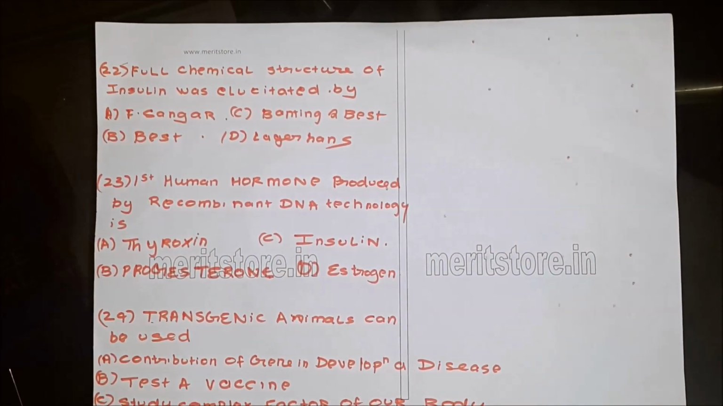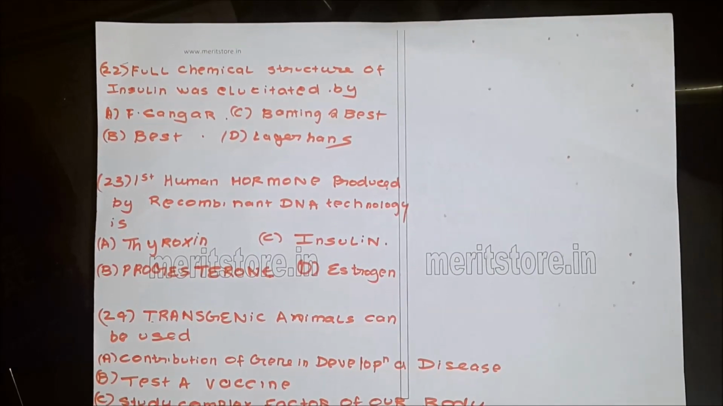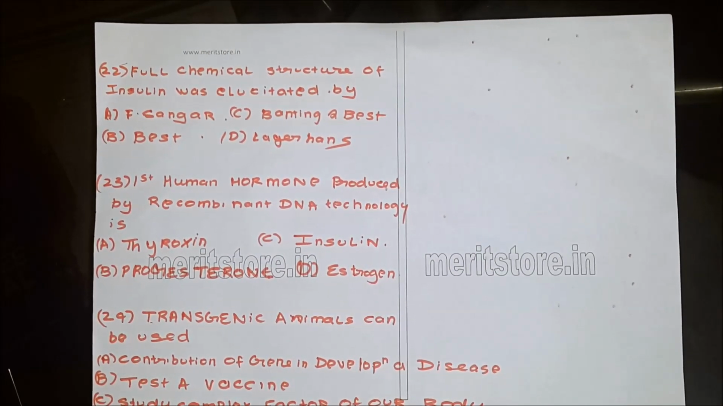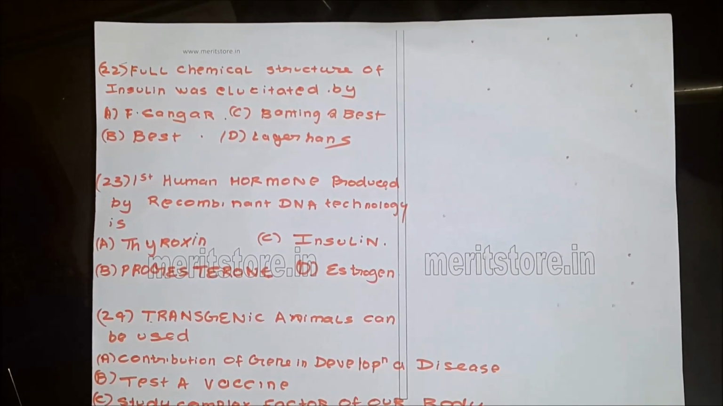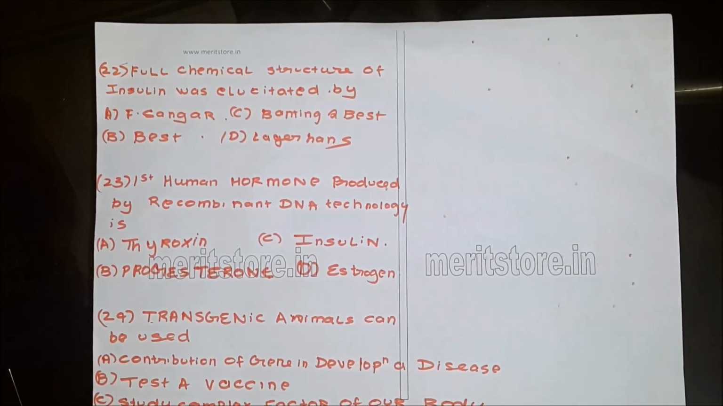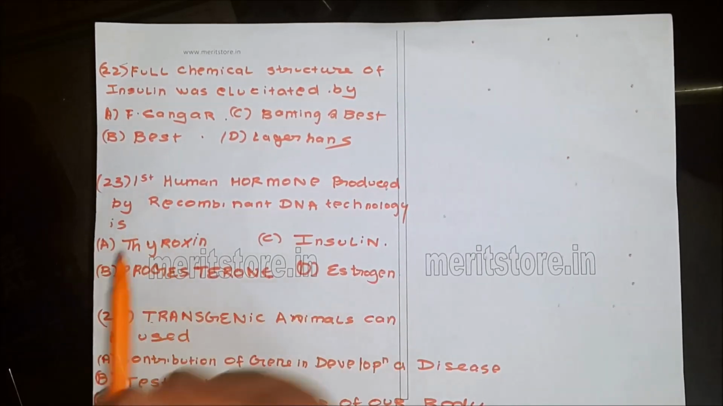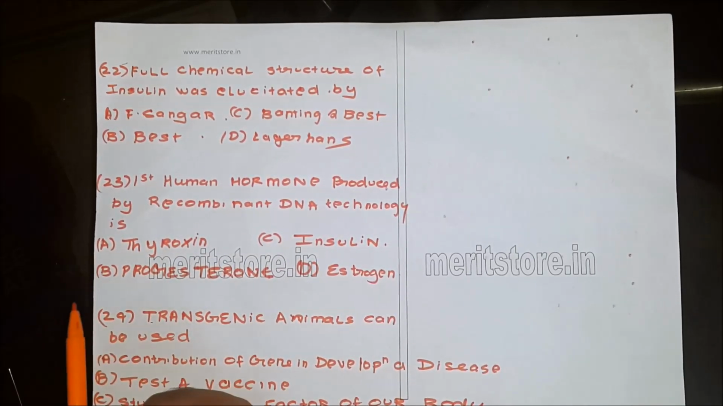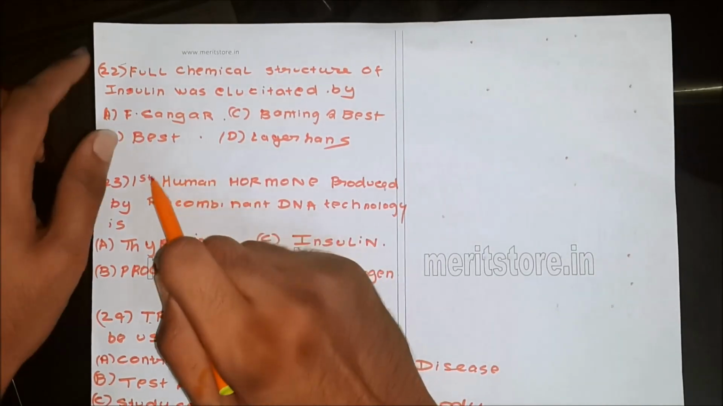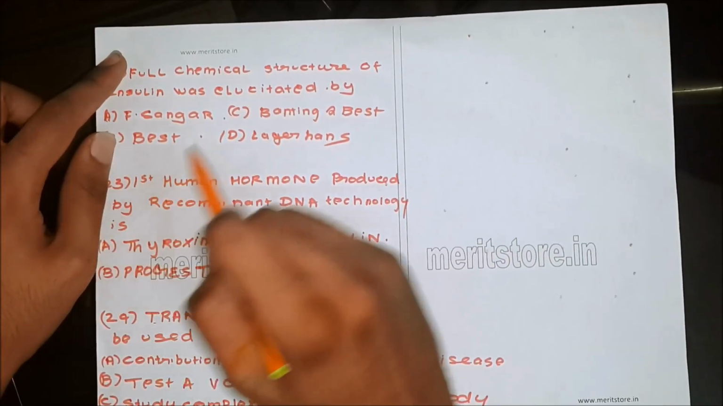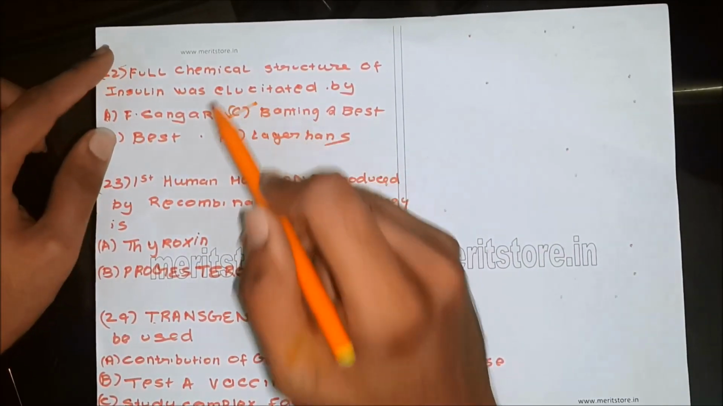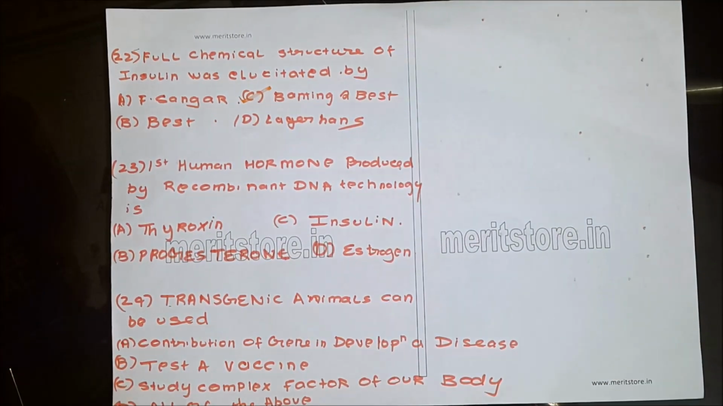MCQ. Full chemical structure of insulin was illustrated by, options are A. F. Sanger, B. Best, C. Banting and Best, D. Legerhans. Now, this is a theory question. Basically, the answer would be C, that's Banting and Best. The full names are Frederick Banting and Charles Best. Answer is C. Moving on to the next MCQ.